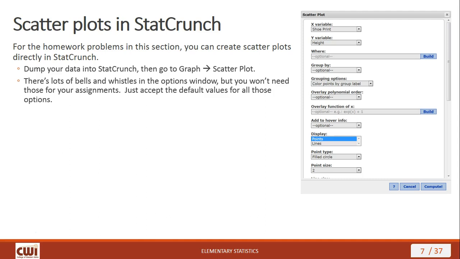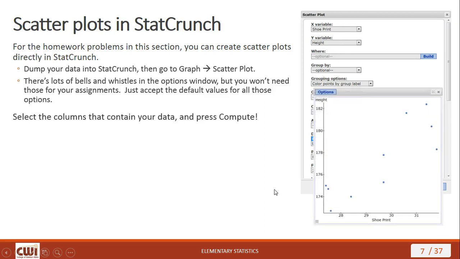You want to make sure you identify the columns that you're going to use for your data. So you do that right at the top of the window. Tell it where to find the X variables and the Y variables, and then you go to the bottom and press Compute. And then you get a scatter plot that shows up as your results window.